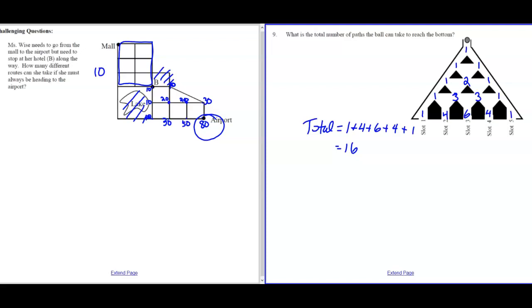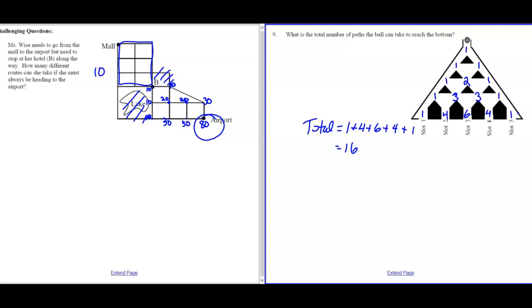If we cut this slot machine shorter, 1 plus 3 plus 3 plus 1, that's 8. If we cut it even shorter, 1 plus 2 plus 1 is 4. Even shorter, 1 plus 1 is 2. So the total is 1 here, 2 here, 4 here, 8 here, 16 here. If we extended it, what would be the total slots? 32. If we extended it more, 64, and so on.